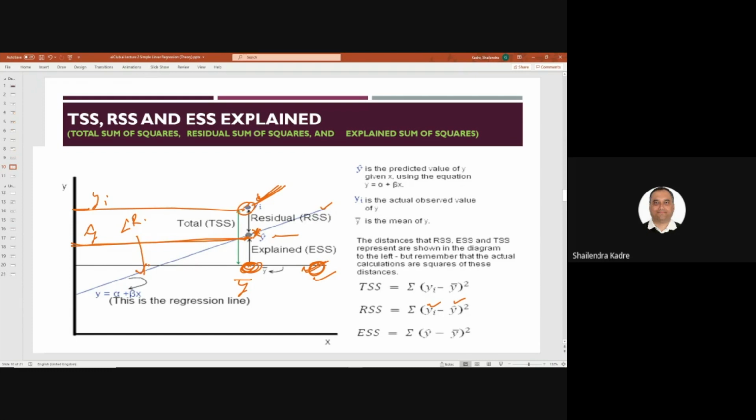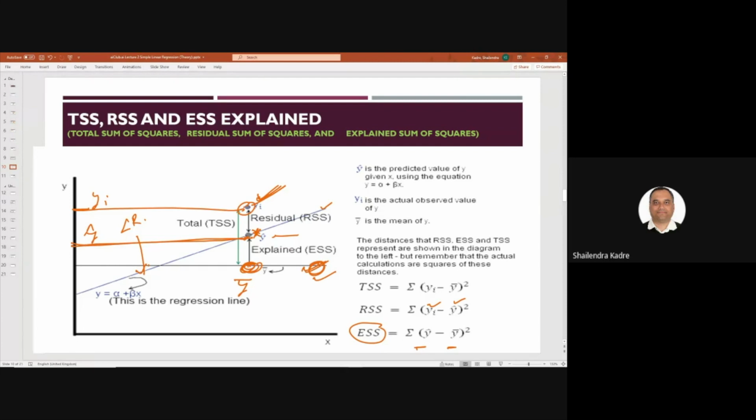So what is explained variance? Y hat means the predicted value minus the mean value. See the bottommost here, ESS. A little bit overwhelming. ESS is nothing but the predicted value minus the mean value. So this much is the variance which you have explained. This much is the variance your model could explain.